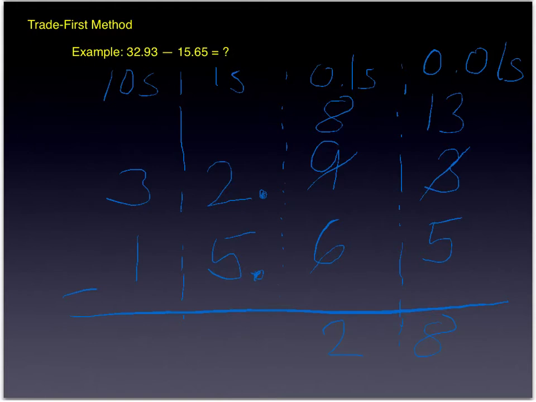Okay, let me make these lines a little bit more so you see it go into the answer. Okay. 2 minus 5. Okay, well, I can't do that. I need to trade with the tens place, and I get 12 ones. Take 1 ten out of the tens, add it to the ones. So I have 12 ones, so 12 minus 5 is 7. 2 minus 1 is 1. Don't forget our decimal point. Okay, so I have 17 and 28 hundredths.